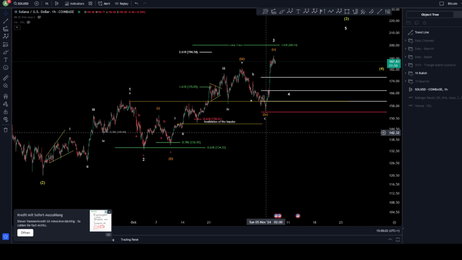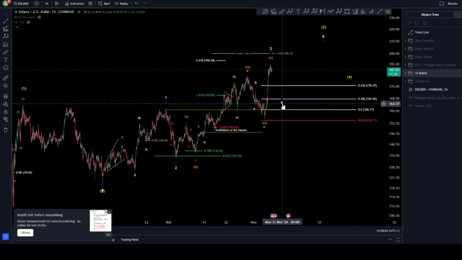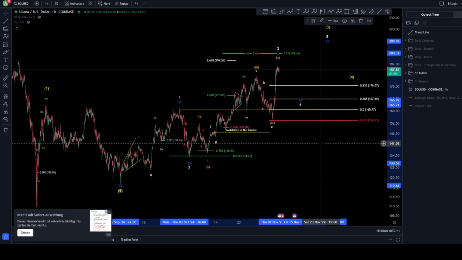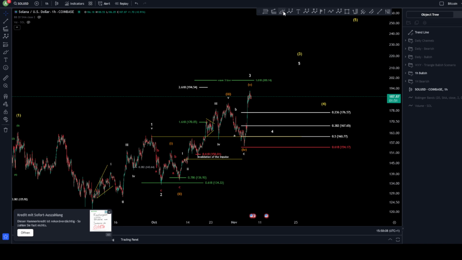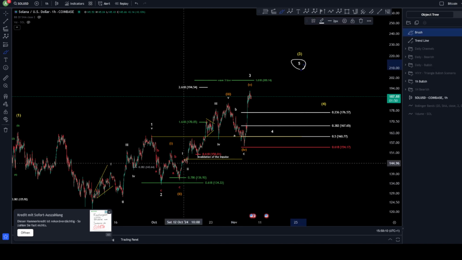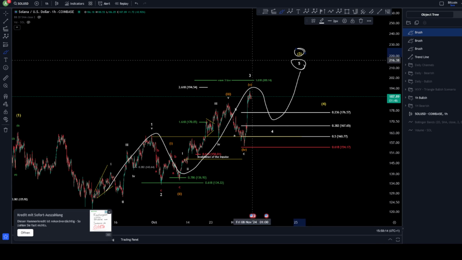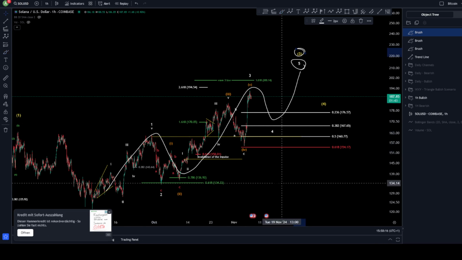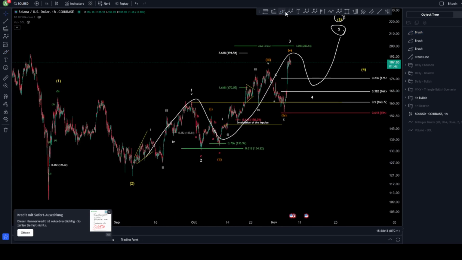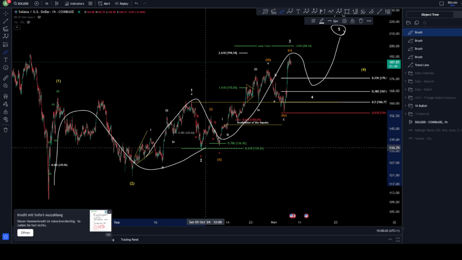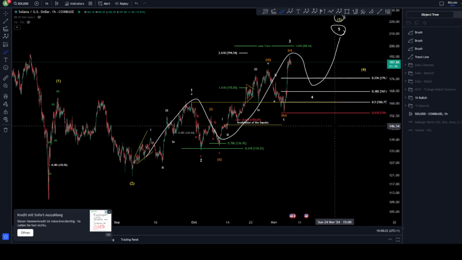We have topped for the wave 3 in the white scenario. We're still looking for a wave 4 in the white scenario, and in that case you will finish a wave 5 as a 1, 2, 3, 4, and a 5, finishing your wave 3 in the yellow scenario, which is the big 1, 2 here as a 1, 2, 3, 4, and a 5.